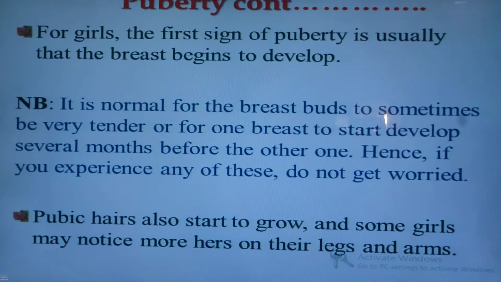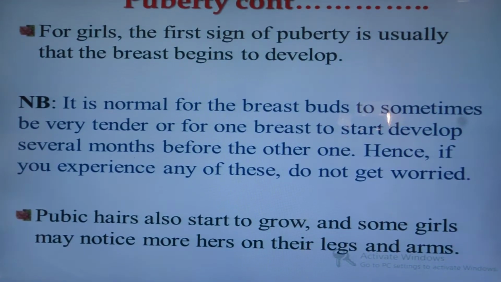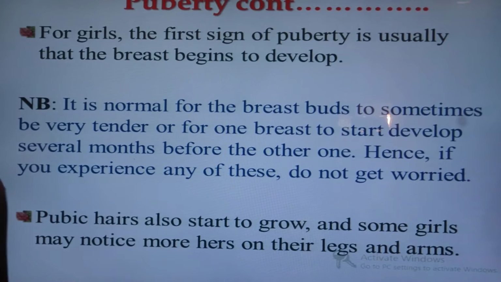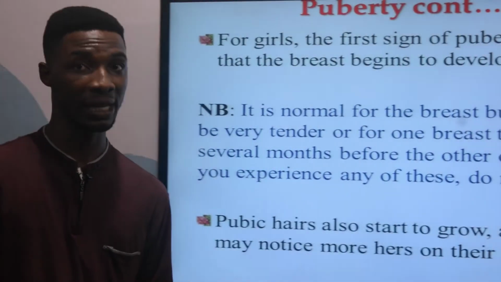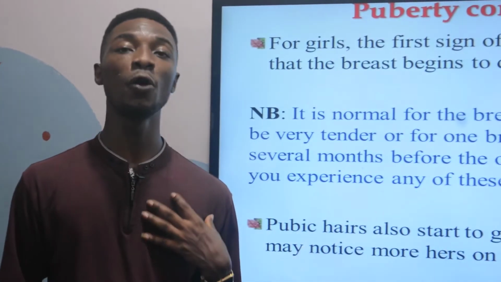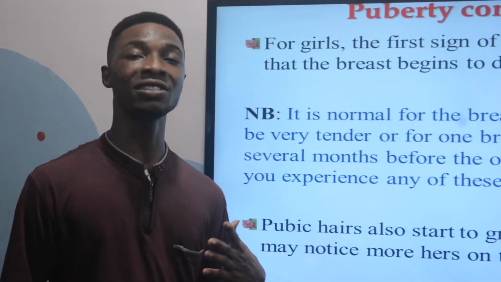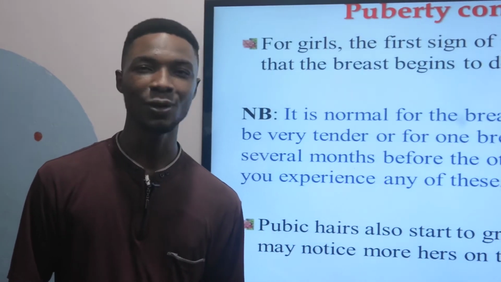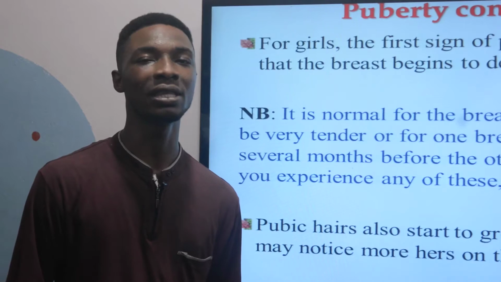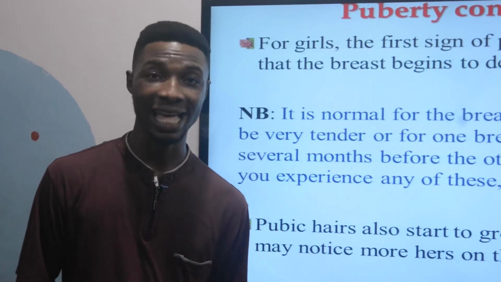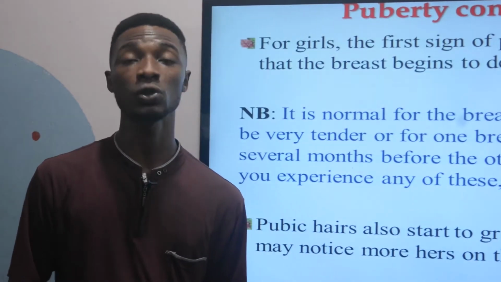It is normal for the breast buds to sometimes be very tender or for one breast to start developing several months before the other one. Yes, a lot of changes occur during the puberty period. In girls, sometimes one of the breasts will start growing for about a month or two before the other one starts protruding out. When this happens, you are not having any health issues. You are normal. Just relax and take time for the other one to also protrude.